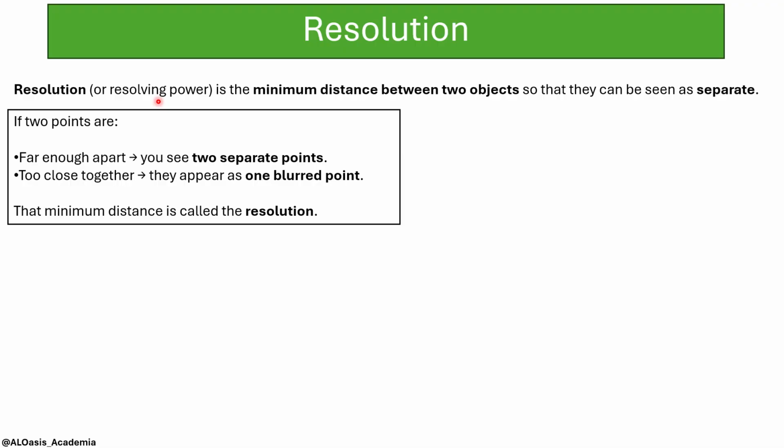So what does that mean? If you are looking through the eyepiece of the microscope at an object, and you are looking at 2 points on the object, if the 2 points are far enough apart, these 2 points will be seen as two separate points. If they are too close together, then they will appear as one blurred point. And that minimum distance is called resolution.